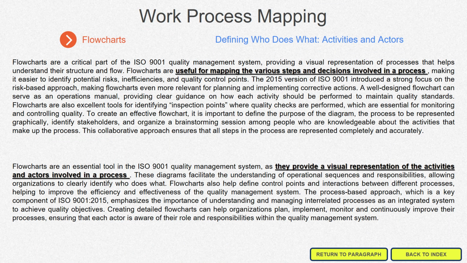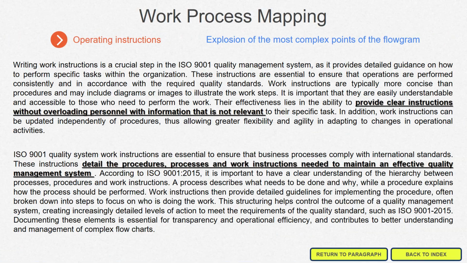Flowcharts provide a visual representation of processes, clarifying activities and actors. They help identify risks, inefficiencies, and quality control points. Detailed flowcharts facilitate understanding, planning, and improvement of processes. Work instructions give detailed guidance for performing specific tasks, ensuring consistency and compliance with quality standards. They are concise, easily understandable, and can be updated independently for greater flexibility.